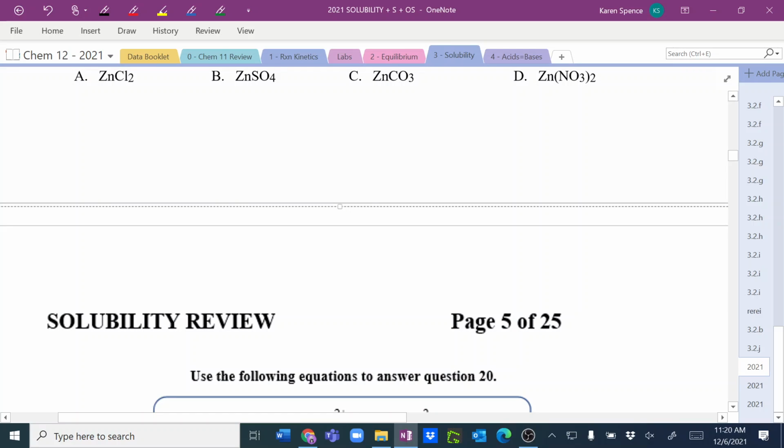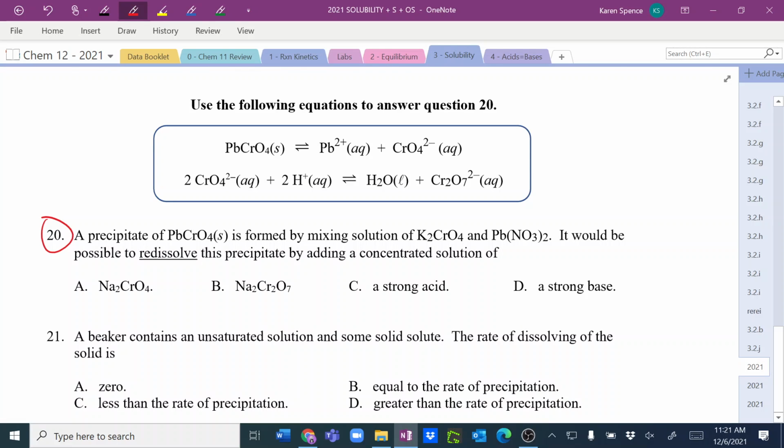A precipitate of lead chromate is formed by mixing K2CrO4 and lead nitrate. It would be possible to redissolve this precipitate. So which way do we want to shift that equilibrium up here? We want to shift it to the right. We want to redissolve the precipitate. We could add a concentrated solution of, will increasing chromate work? No, because that would shift it to the left.